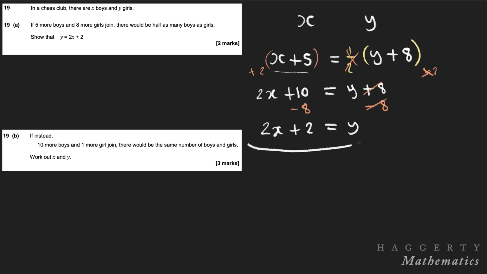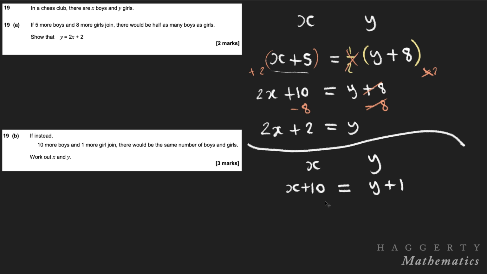So let's go through the same process this time. We're starting off with X and Y. And then 10 more boys join, so we now have X plus 10 boys. And then 1 more girl joins, so we now have Y plus 1 girls. And what the question is saying is these are now going to be equal, right? There'll be the same number of boys as there are girls. So we can set equality between the number of boys and the number of girls.